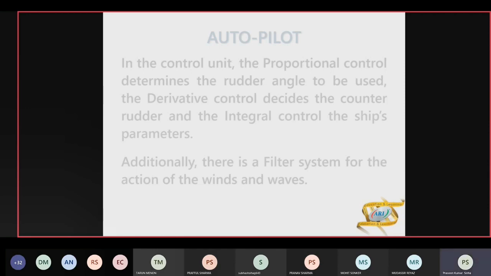Another advanced, before we go to that user controls, another advanced version of PID system is known as adaptive autopilot. PID system में तो हमने देख लिया, but there is another advanced version which is known as adaptive autopilot system.